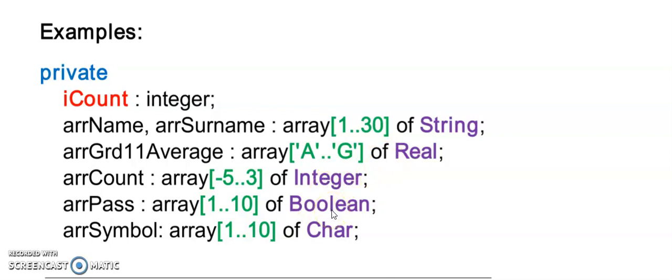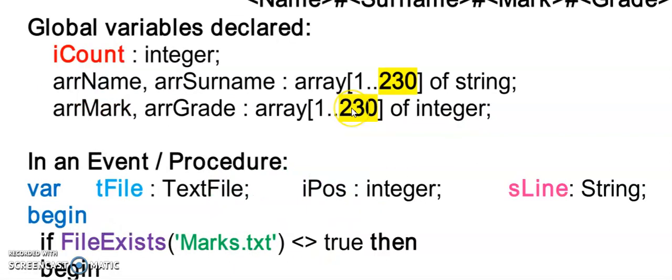And this is array pass, whether they've passed or not. This is Boolean, so true or false. And we can also store char data types in our array. The next thing I want you to do is go back to private and declare the following.